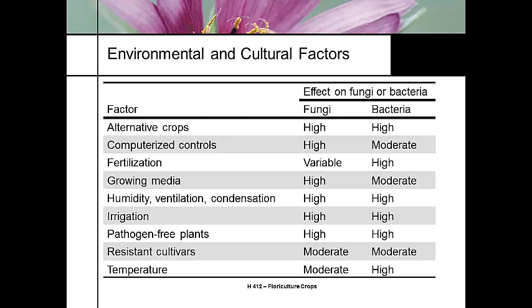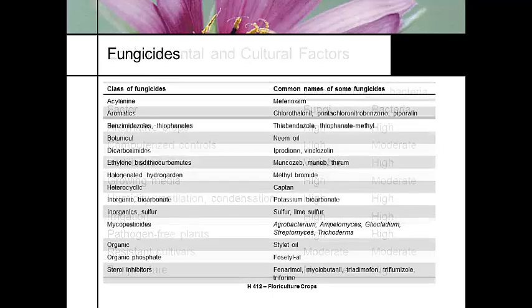Irrigation and humidity go together. Pathogen-free plants, choosing plants that are already screened for pathogens. Resistant cultivars, somewhat. Temperature, of course, is going to control a lot of organisms.